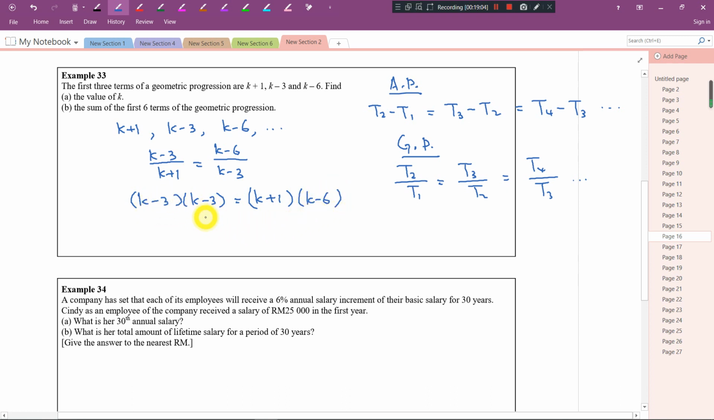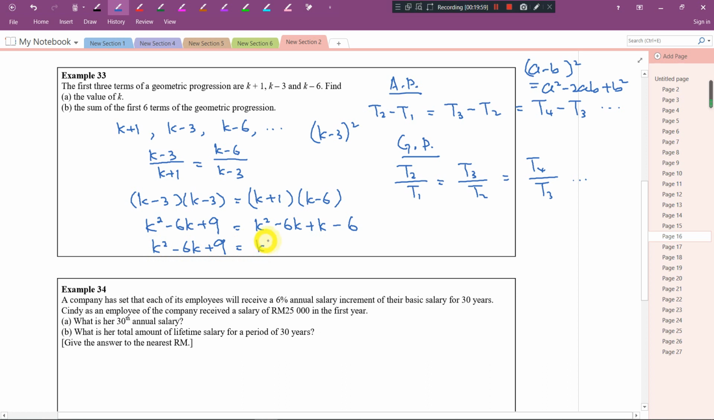Now you just do some expansion, or if you want to use this formula, do you still remember the formula? I write over here: (a minus b) squared is a squared minus 2ab plus b squared, right? Now we can use this formula for this part, so it will be k squared minus 6k plus 9. How about this one? k times k is k squared, k times negative 6 is negative 6k, positive 1 times k is positive k, positive 1 times negative 6 is negative 6. We simplify them: k squared minus 5k minus 6.